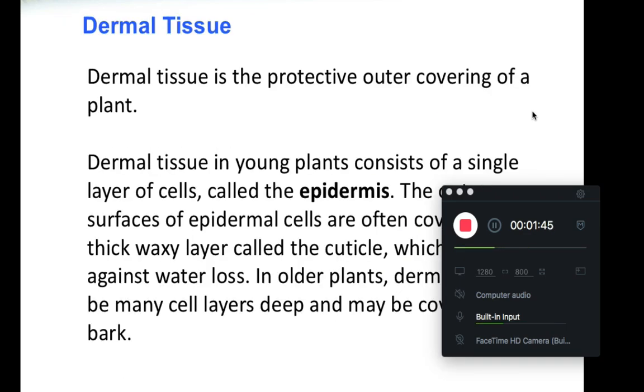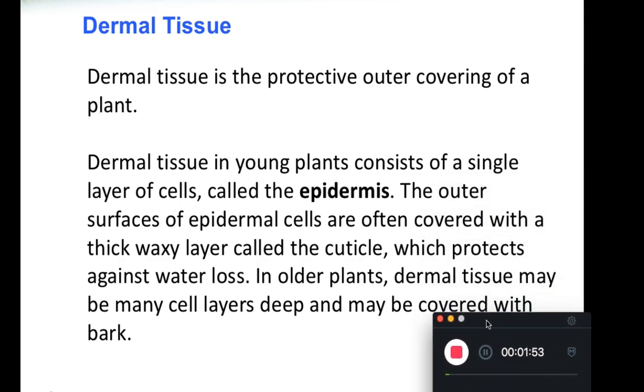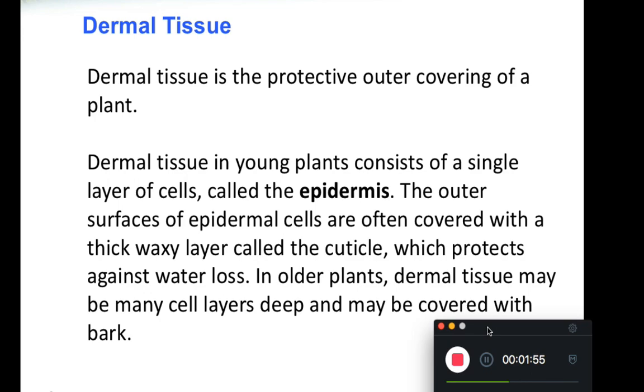So the dermal tissue, think about it like plant skin, because that's basically what it is. So you have a single layer, that's the epidermis, same as your epidermis. It has a waxy covering on the outside like a cuticle. I already told you guys, if you've ever peeled at a plant, that waxy sticky texture that you see, that's the dermis.